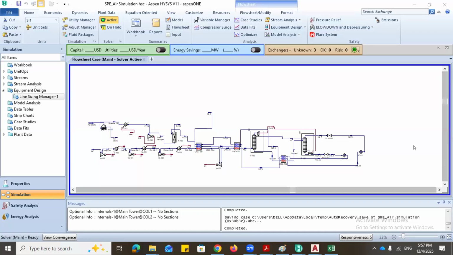complete your process simulation. Even if it's not 100% completion, let me say about 80% completion. When you have done that, still in that field stage, you start your line sizing and your equipment sizing. After doing your equipment sizing, you are going to generate your equipment data sheet.